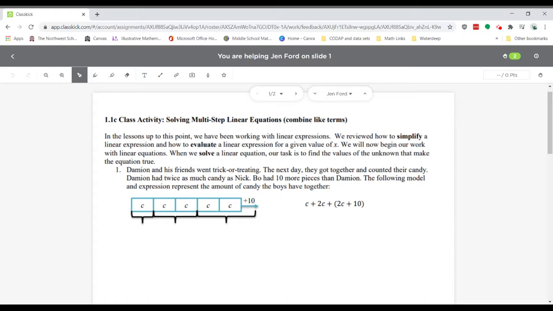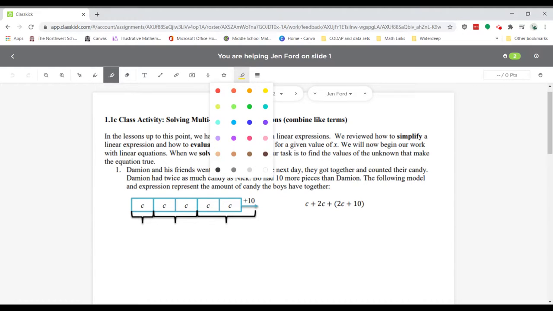When we solve a linear equation, our task is to find the values of the unknown that make the equation true. I'm going to highlight that because that's pretty important, and I'm going to highlight it in pink. When we solve a linear equation, our task is to find the values of the unknown that make the equation true. Okay, so here's our first example.